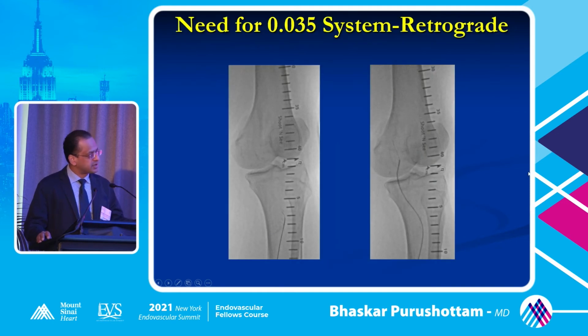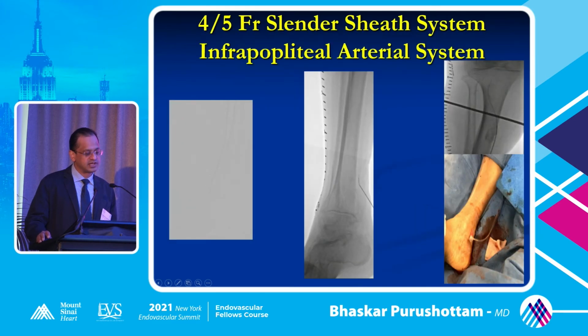Sometimes you have to upgrade to a 035 system. As you can see here, my Confianza wire could not penetrate the distal cap. So this is where I ended up using a 015 system. And usually what I did was, as you can see from this picture, I picked the most diseased artery. So even if I screw it up, that way I don't have to convert a claudicant into a CLI.